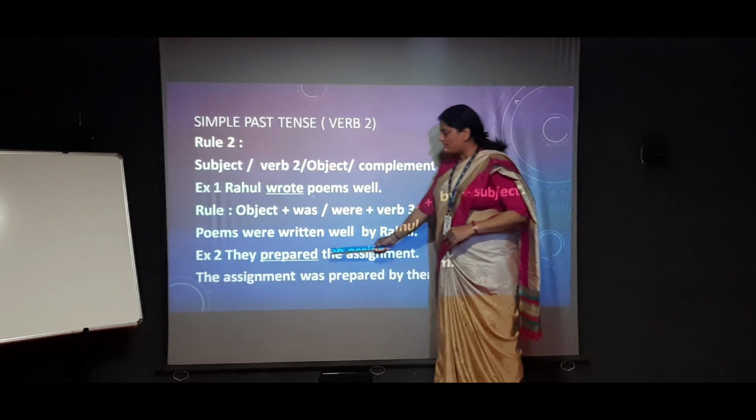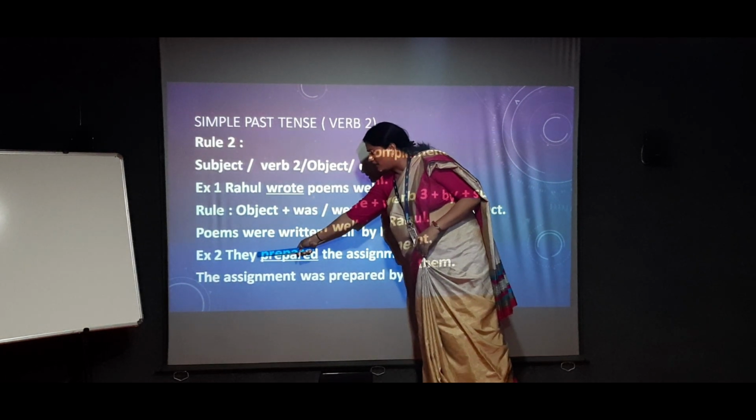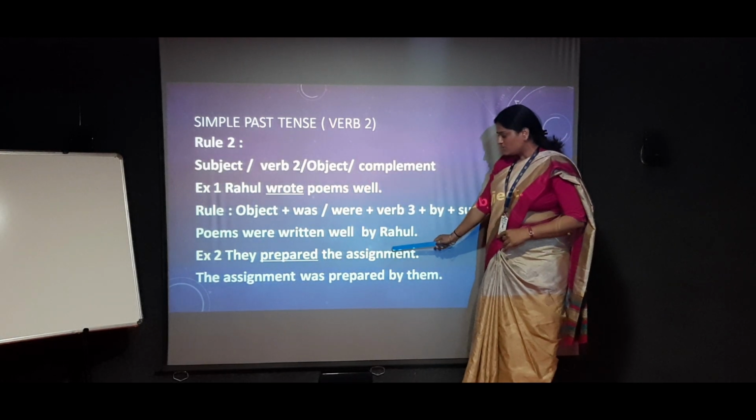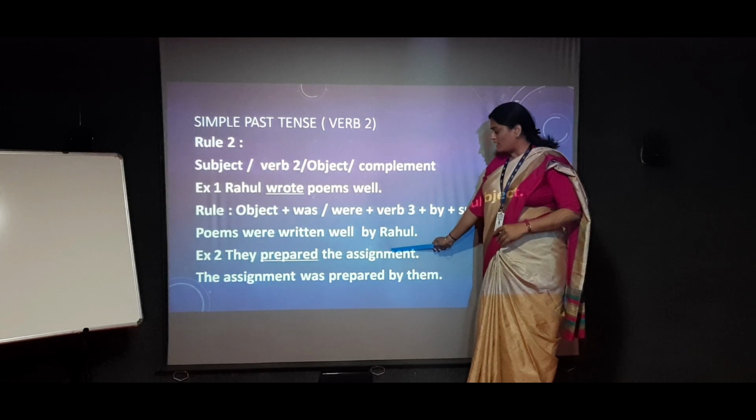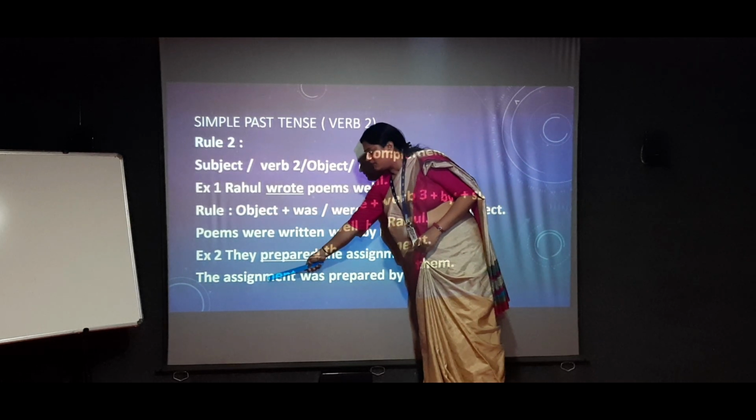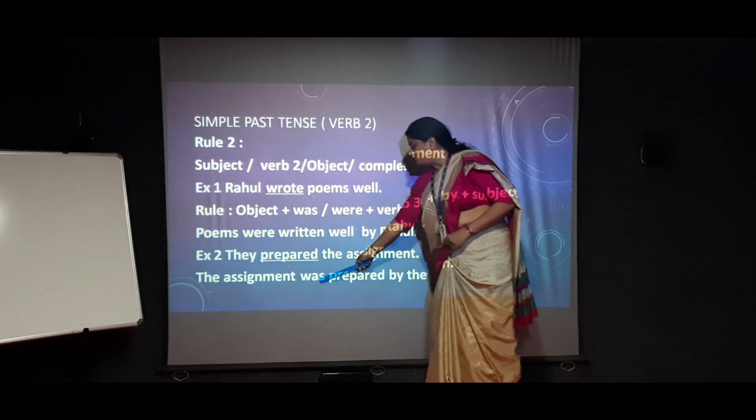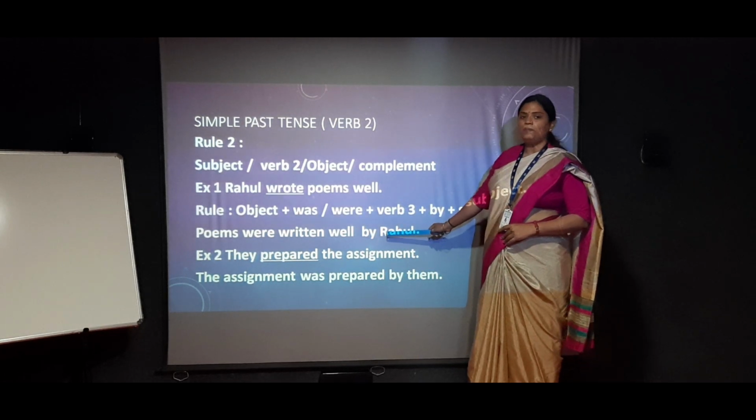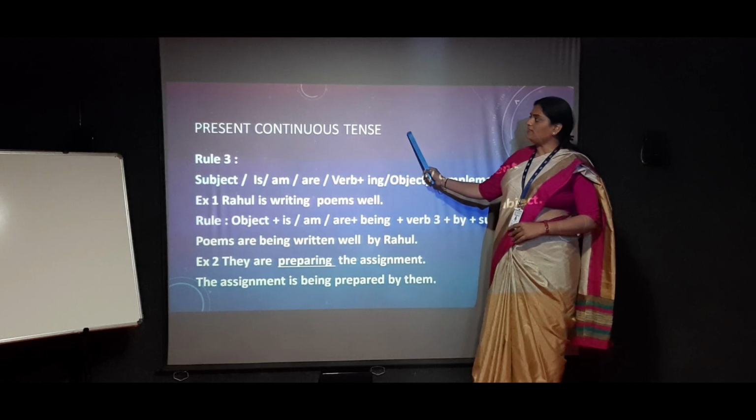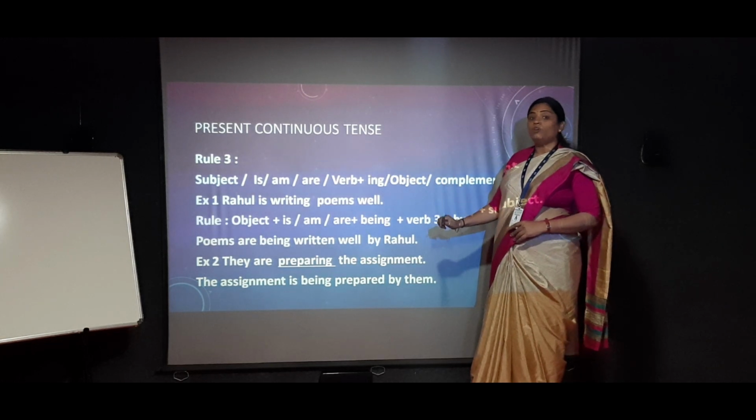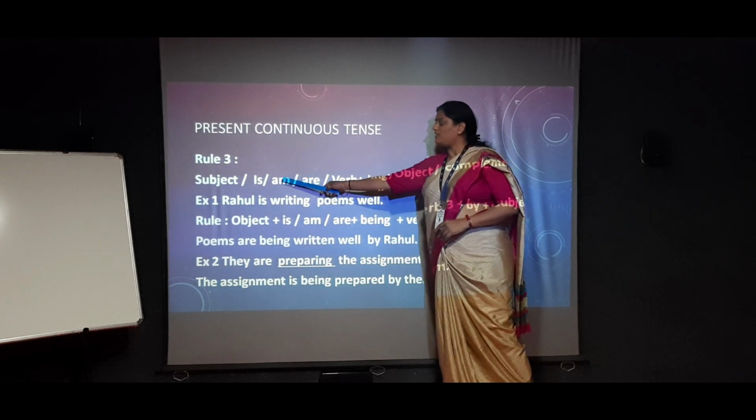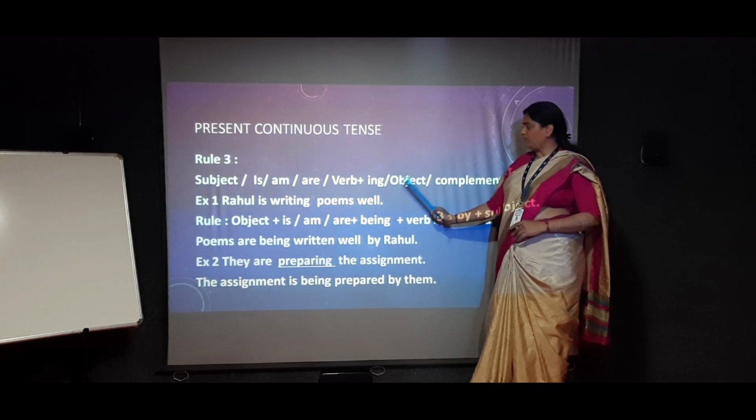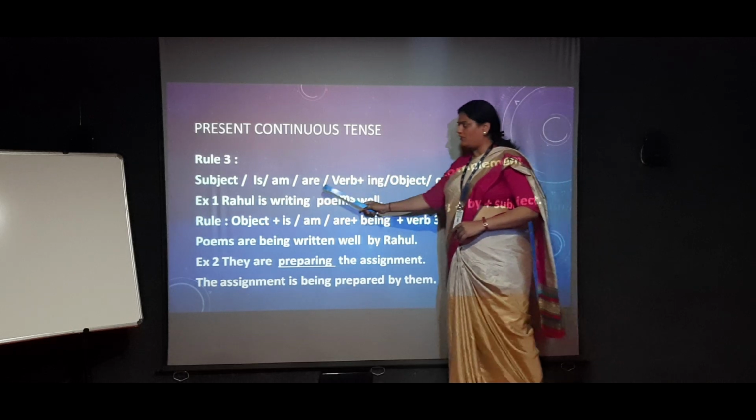Now let's take one more example so that we can get a clearer idea. They prepared the assignment. In this example, the assignment is my object. Let's change the place. It will be our subject. The assignment was prepared by them. These are the rules of simple past tense. Third is present continuous tense. What is the identity of present continuous tense? Is, am, are, and V1 with ing. Then our object and complement, whatever is there.